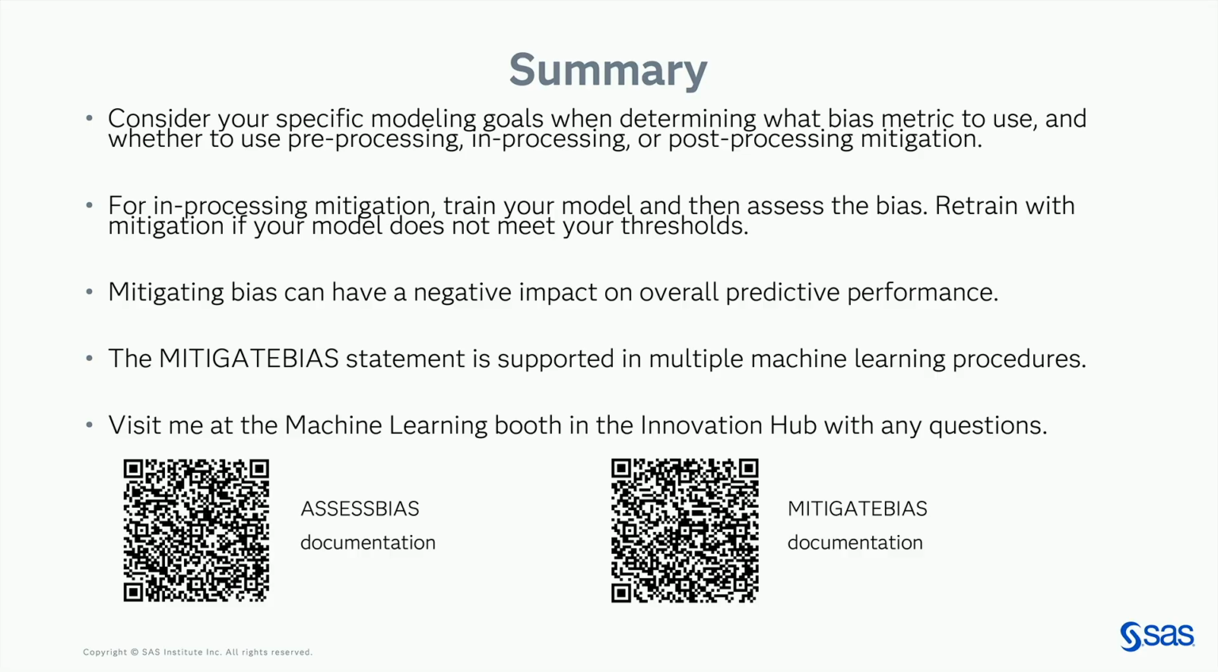It can have an overall negative impact of predictive performance, but it may not. So that's something to keep an eye out. Don't just take the lowest bias model in case you're ruining your predictive performance. Here I have the mitigate bias statement is supported in multiple procedures, and so you can come over to the machine learning booth and talk to me more, or talk to me here for a few seconds after about what procedures those are supported in.